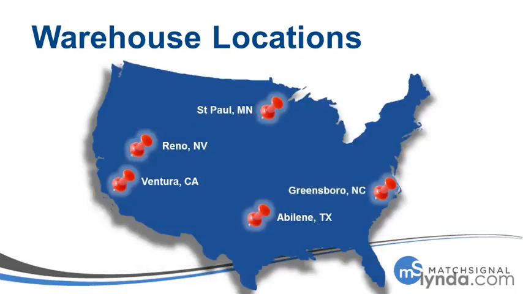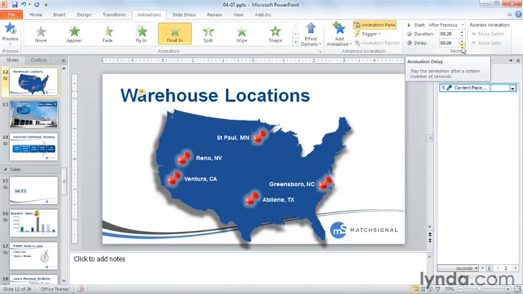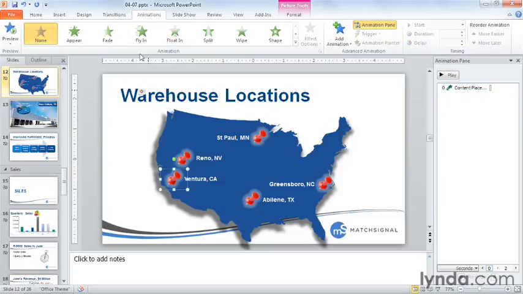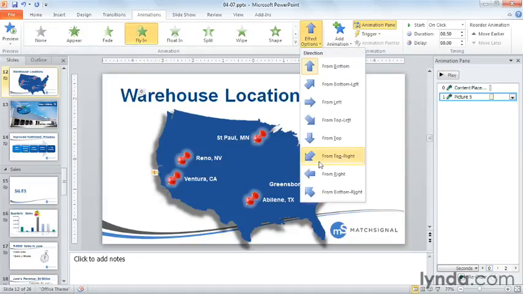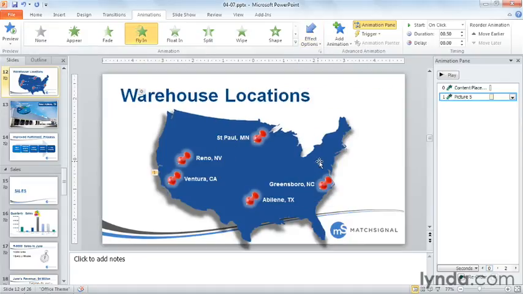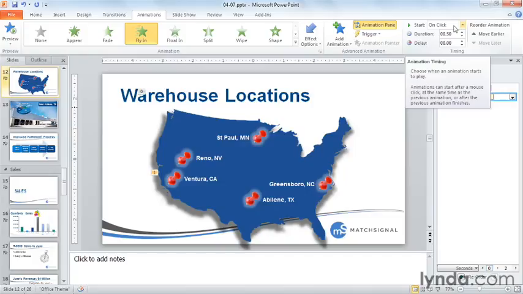Note that the text and push pins are already there before the animation begins. If we want something to appear after the animation begins, we need to make those items animated as well. So now I'll animate one push pin and one text box. I'll select the Ventura push pin and choose to fly in, but we'll change the direction and choose from the top right. We'll leave the default as half a second, and we'll also leave the start as on click. This will require the presenter to click the mouse before this step of the animation appears.